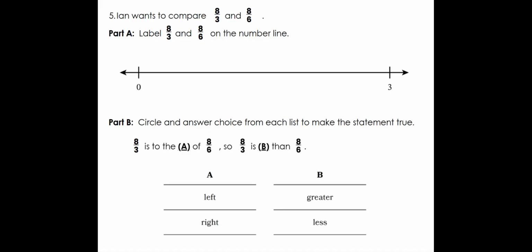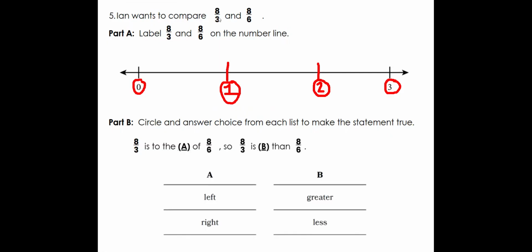Question 5. It says Ian wants to compare 8/3 and 8/6. Part A says to label 8/3 and 8/6 on the number line. Okay, so I have a number line here that just started with 0 wholes and 3 wholes. So before I even start my fractions, I need to find my other wholes, right? I don't count 0 to 3. I'm missing a 1 and a 2. So let me find my 1. It's going to be right here. And I'm going to circle it so I know it's a whole. And I'm going to put my 2 right there because that's also 2 wholes.